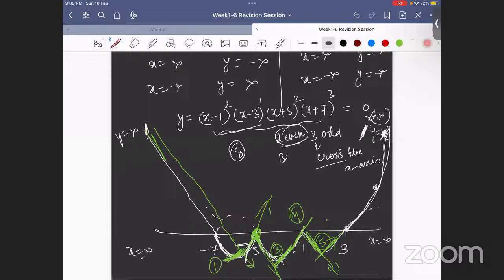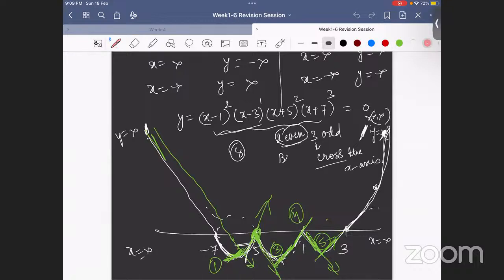Excuse me, sir. Yes. So for odd powers, odd degrees, it will bend and cross now. Bend and cross means like it will have a small S shape and then it will cross the x-axis.